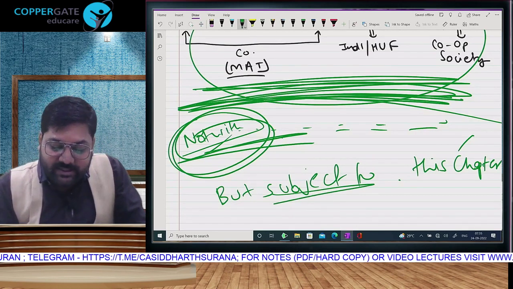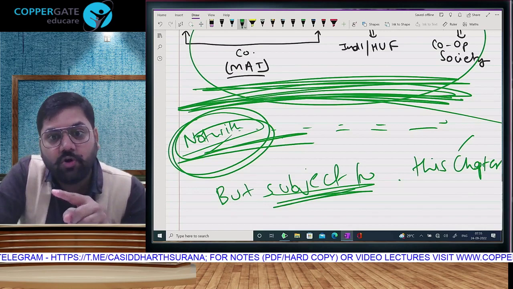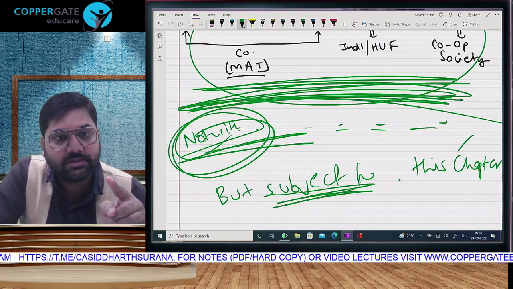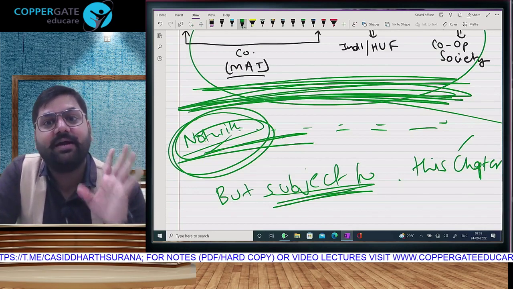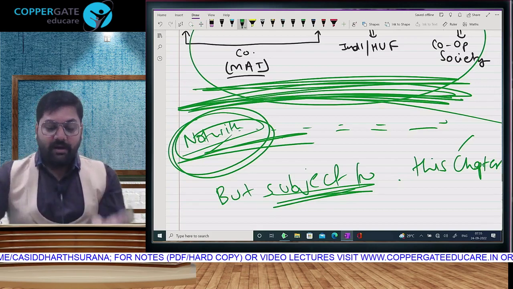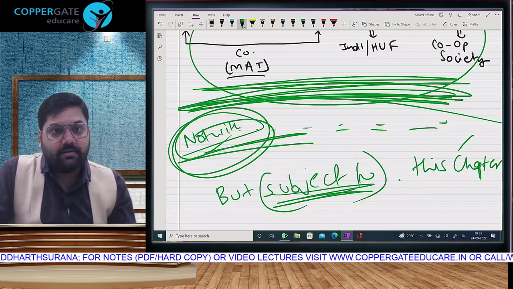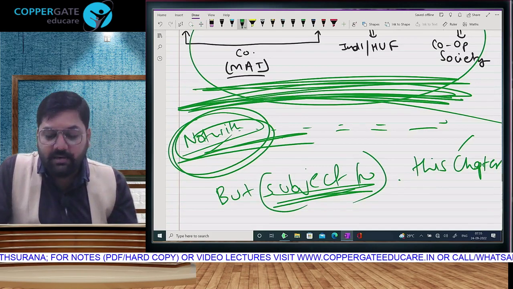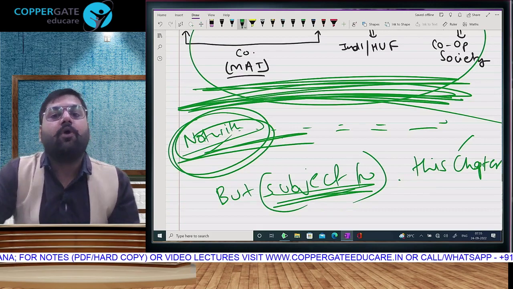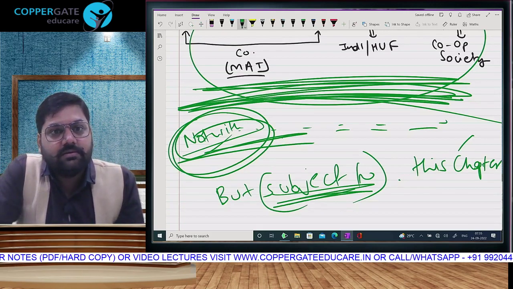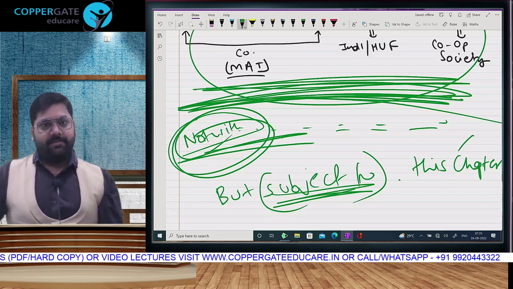Now, what do you mean by subject to? Have we understood the meaning of notwithstanding, the non-obstante clause? It means I am bigger than everyone else. But what is the meaning of subject to? Subject to means sometimes I am ready to compromise.